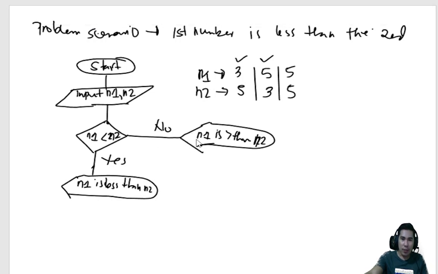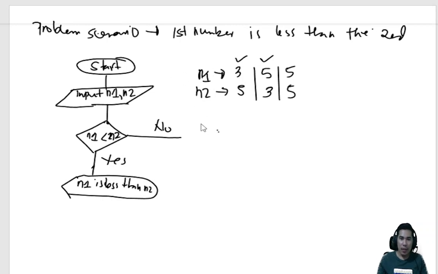Okay, let's erase this one. Here in the no branch, it's easy for the no, right? So, we'll have another decision here. Okay? So, N1 is greater than N2.